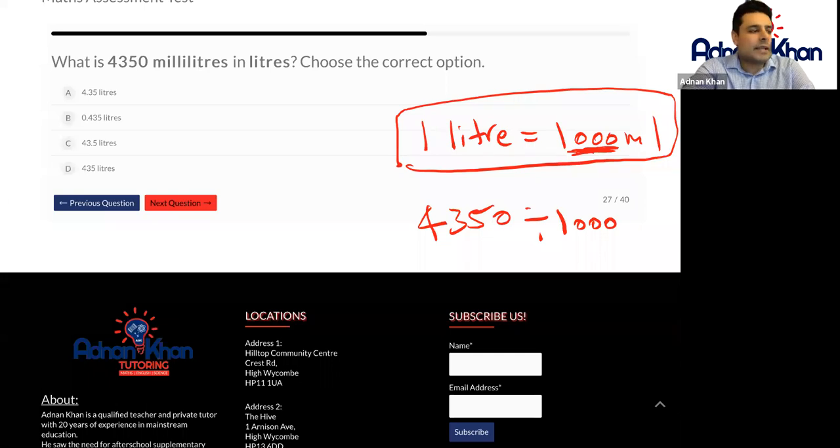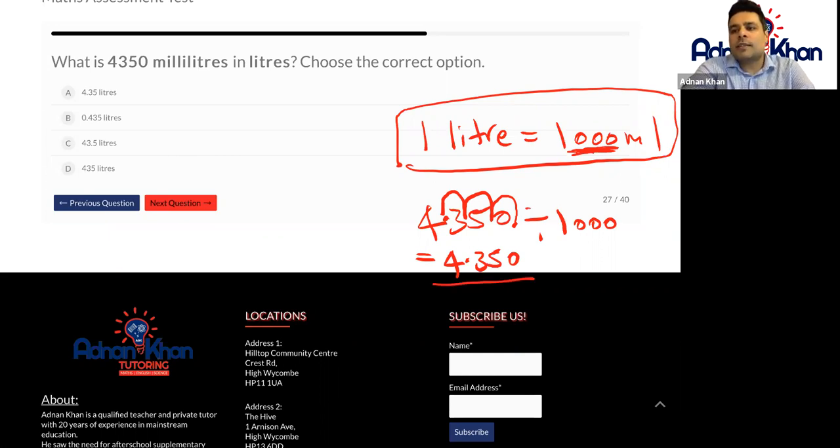And now we're going to move the decimal point to the left 3 times because we've got 3 zeros in 1,000. So here's the invisible decimal. So let's go to the left 3 times. Once, twice, 3 times. Let's stick the decimal there. So 4.350. And you don't have to write the 0 at the end. You can if you want to, but it's the same thing. So 4.350 is exactly the same as 4.35.